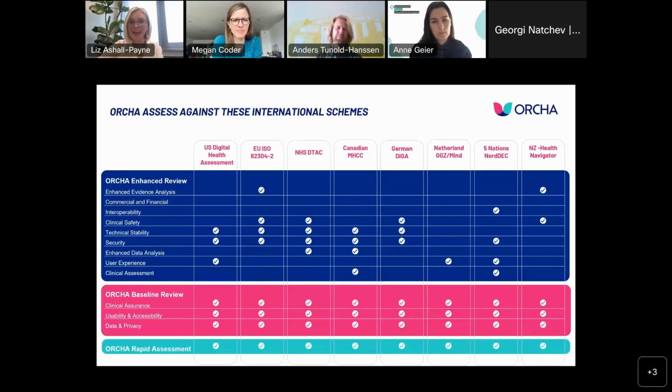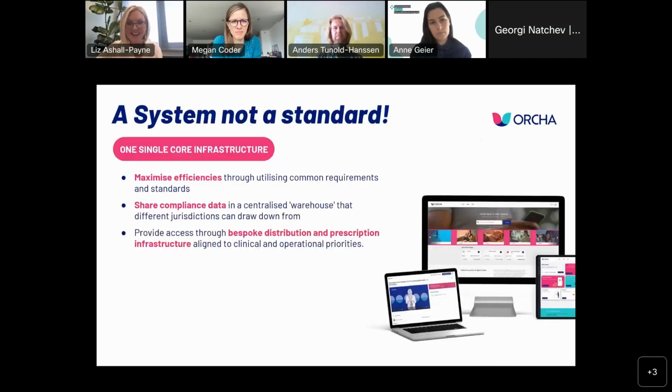If they then say we want to get into the NHS and become DTAC compliant, there's 1 more area. And this approach is all about sharing compliance data, do things once for many so that we can all get there faster to help to improve lives. Now, one of the things that I've heard Anders say a lot is you need a system, not a standard. And what that system is, is having a core infrastructure that allows for rapid assessment and, really importantly, reassessment.